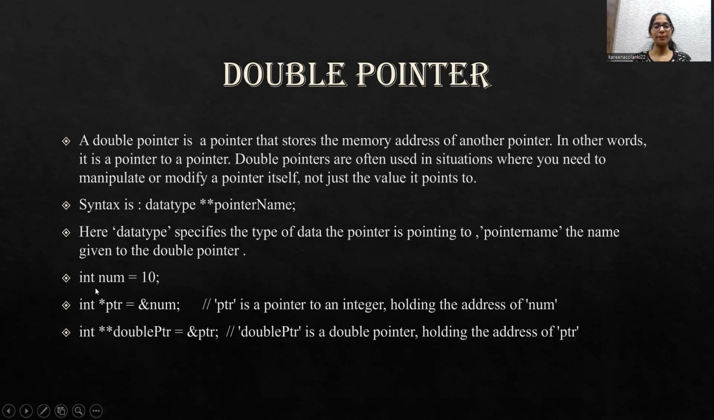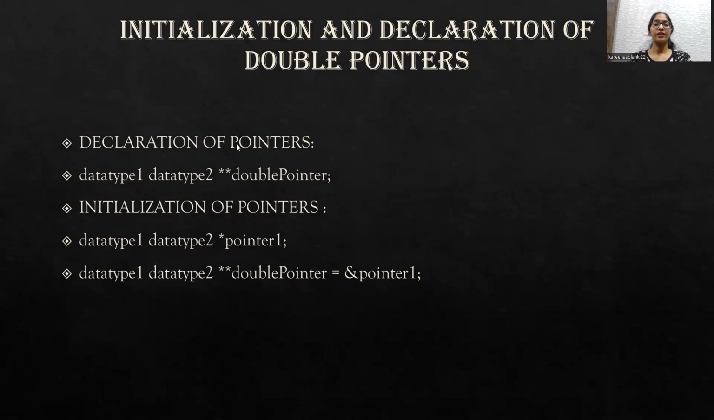Again, int num = 10, int *ptr = &num. This &num holds the address of num, and ptr is a pointer to an integer. In the next line of code, int **doubleptr = &ptr. Here doubleptr is nothing but a double pointer, which is equal to &ptr, which holds the address of ptr. So that is the initialization and declaration of double pointers.